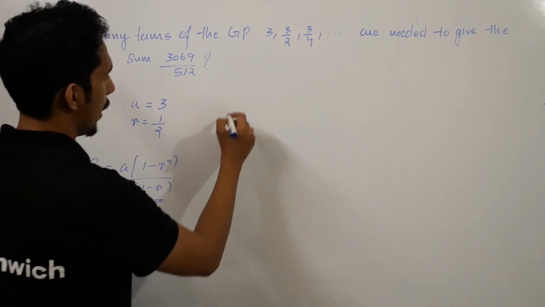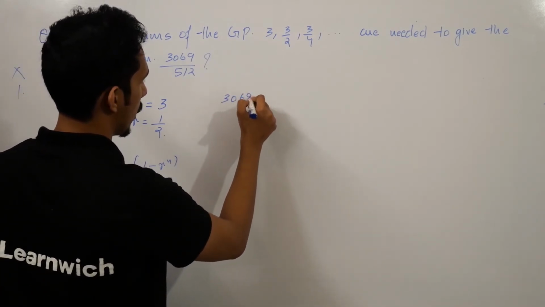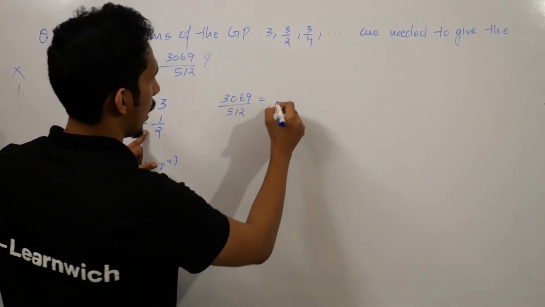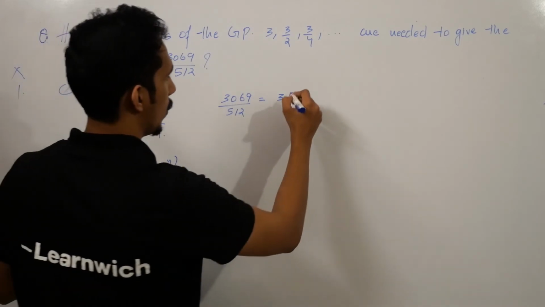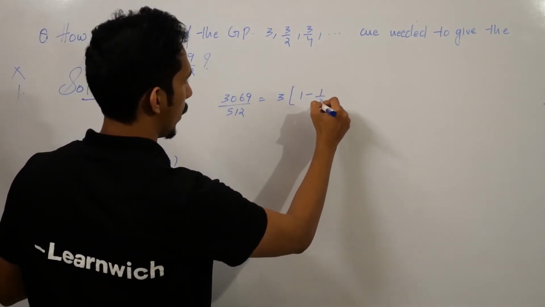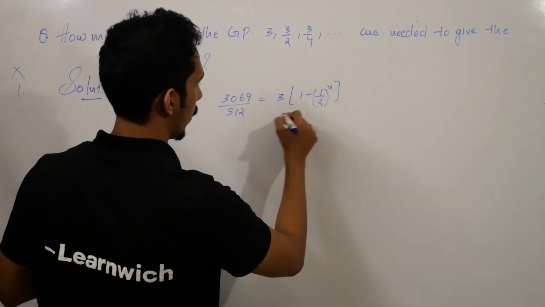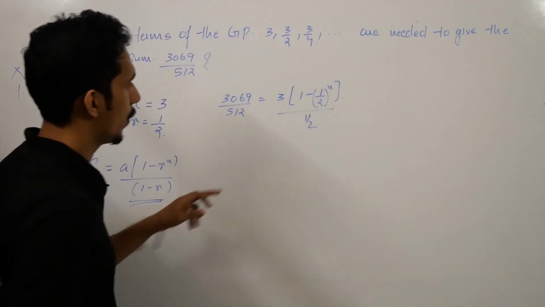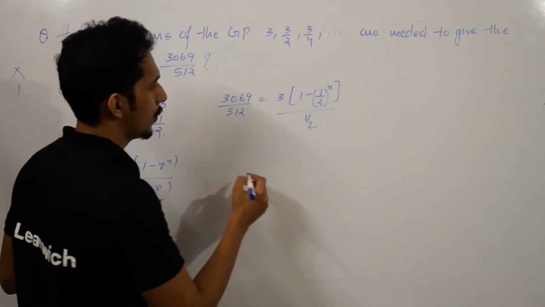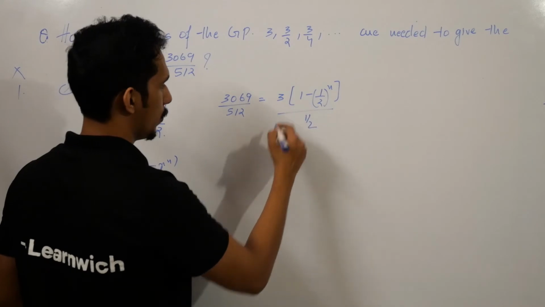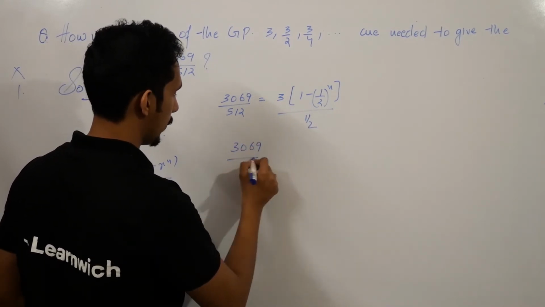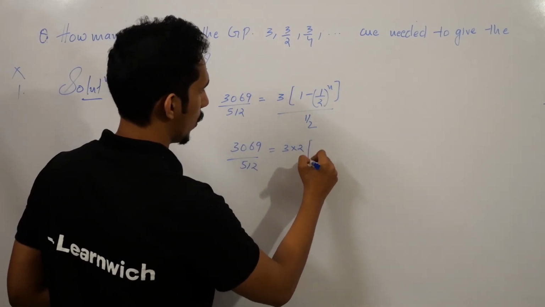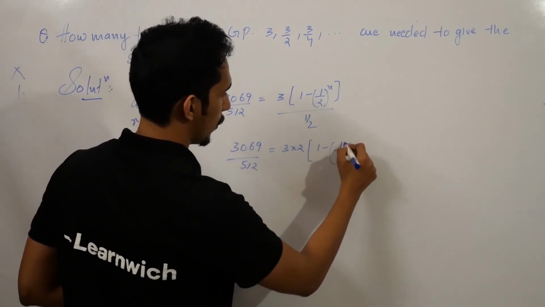Alright, so sum is given as 3069 divided by 512 is equal to, A is 3 into (1 minus (1 by 2) the whole raised to n), the whole divided by, again 1 minus 1 by 2, it is 1 by 2 itself. So this 2 goes to the top. 3069 divided by 512 is 3 into 2, in brackets you have 1 minus (1 by 2) the whole raised to n.